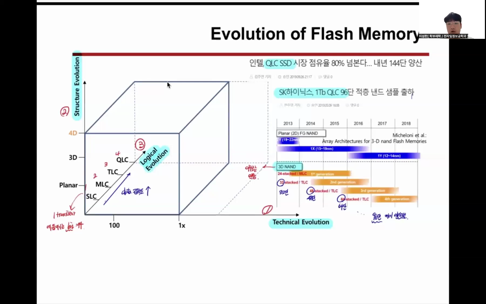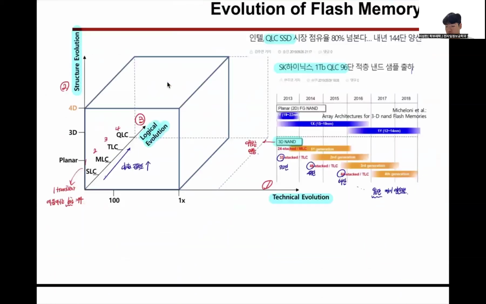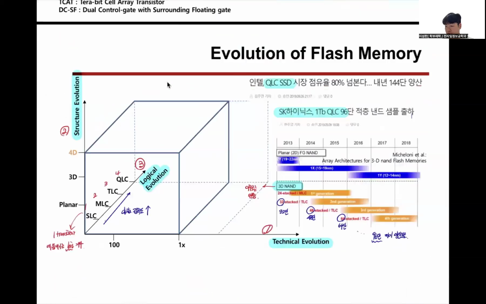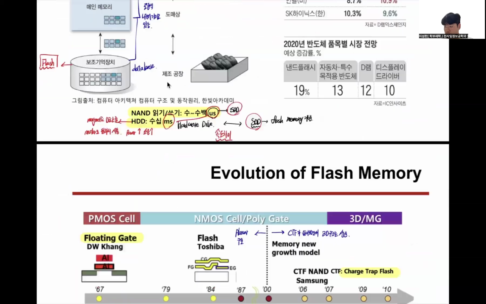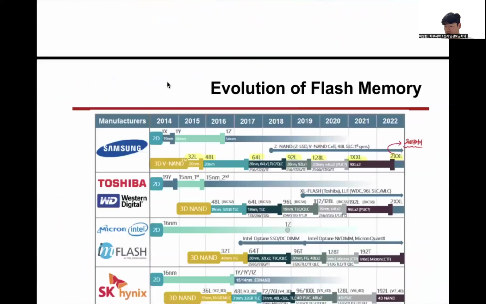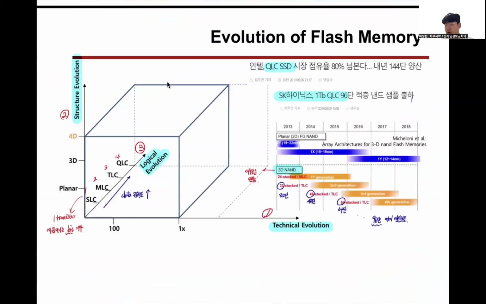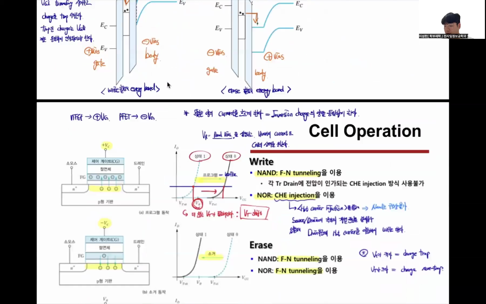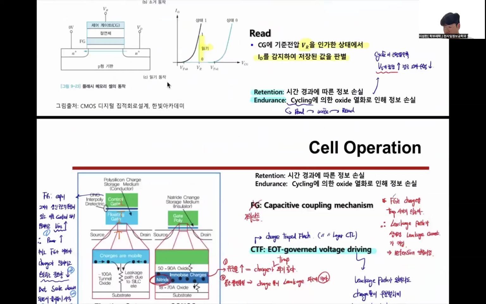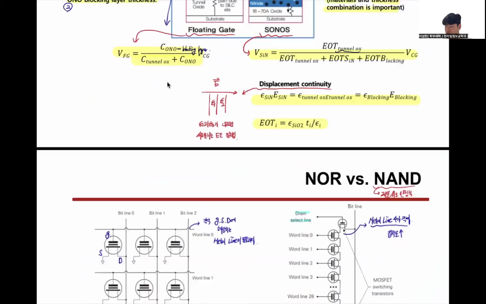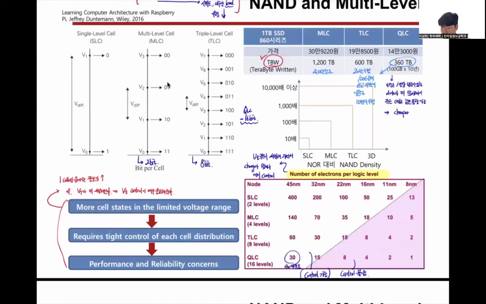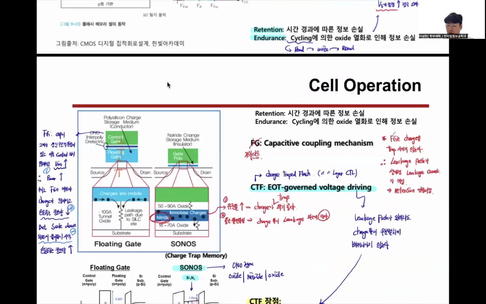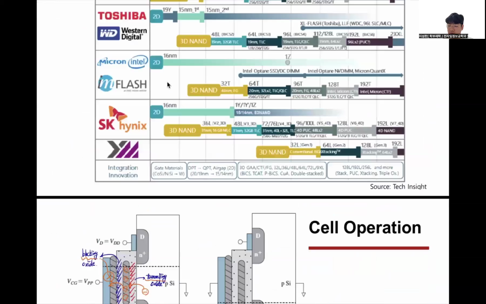SLC means single level cell. Single level cell means one bit per cell.